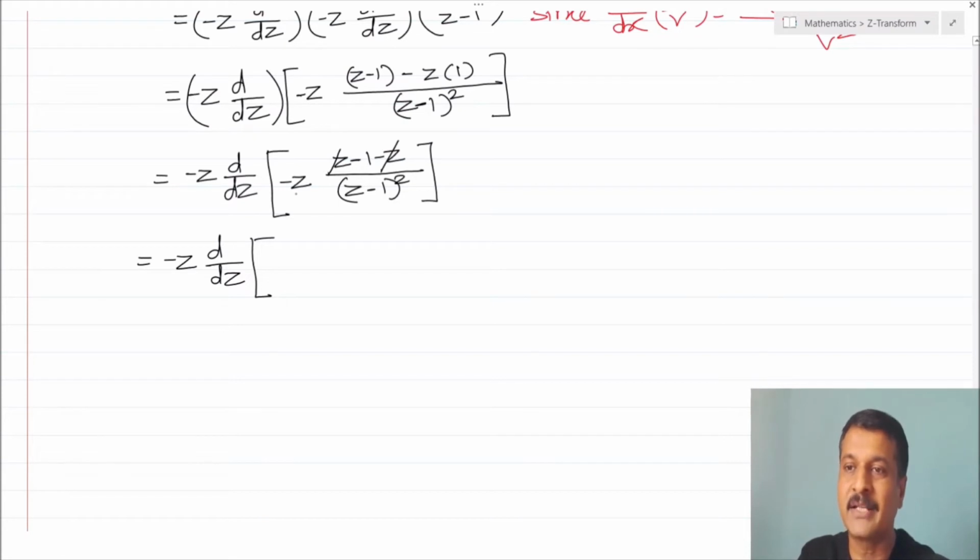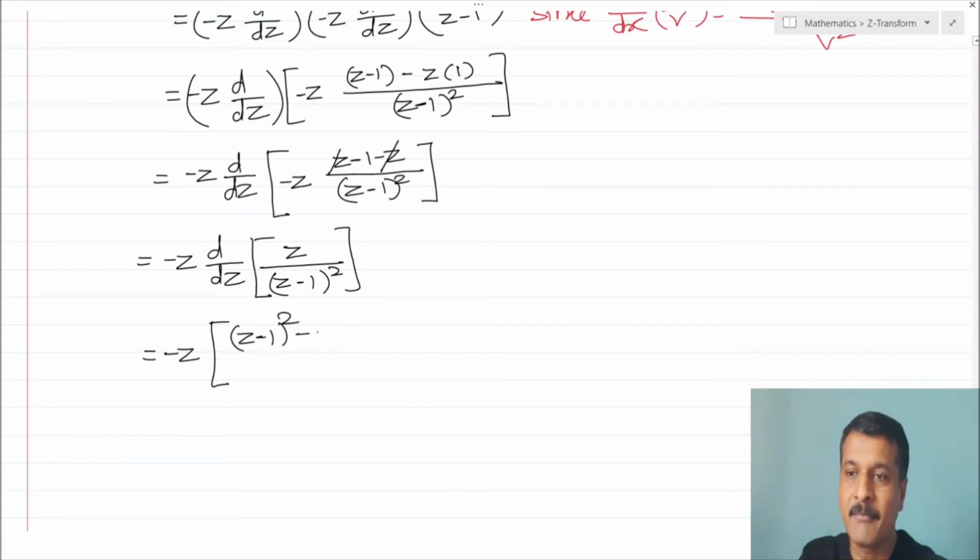So here minus 1 into minus z, so I am getting z upon (z minus 1) whole square. Again you take a derivative with respect to z. So that is equal to, so this minus z as it is, u by v rule: (z minus 1) whole square constant, derivative of z is 1, minus z constant, and derivative of this one is nothing but 2 into (z minus 1), divided by (z minus 1) whole square square. It means that (z minus 1) raised to 4.